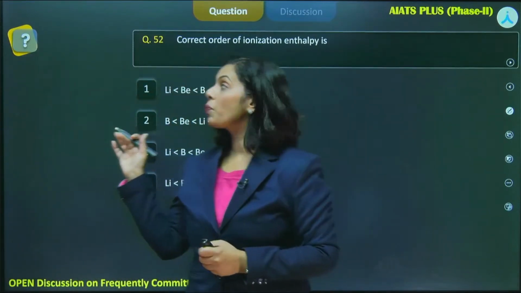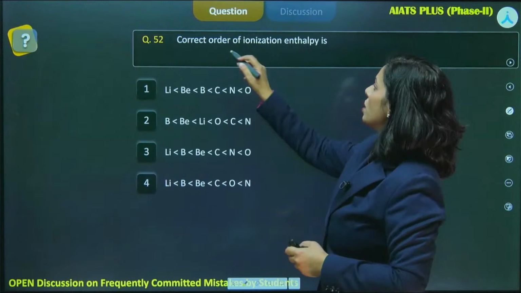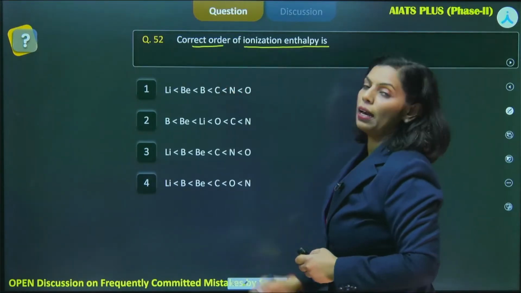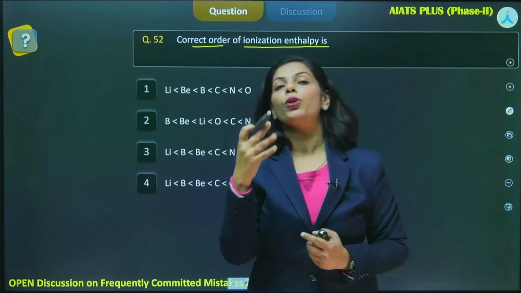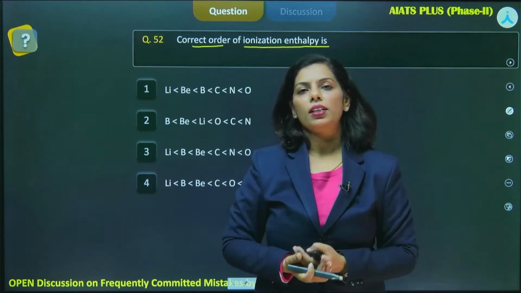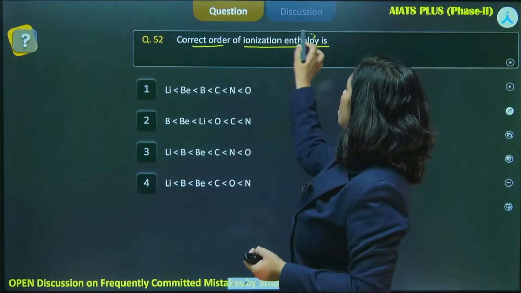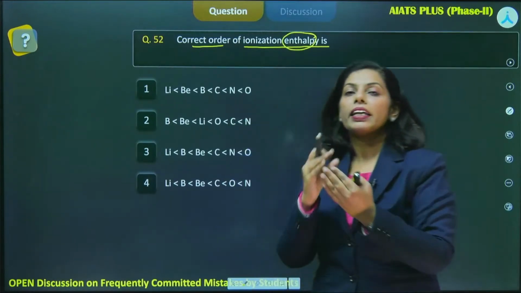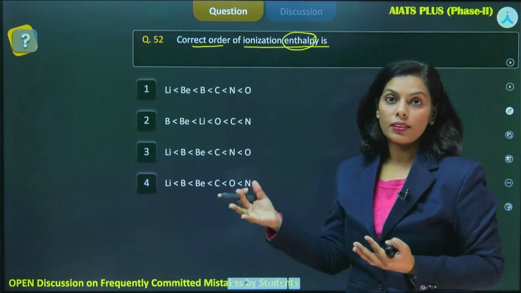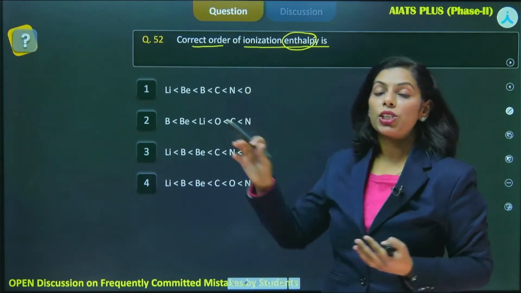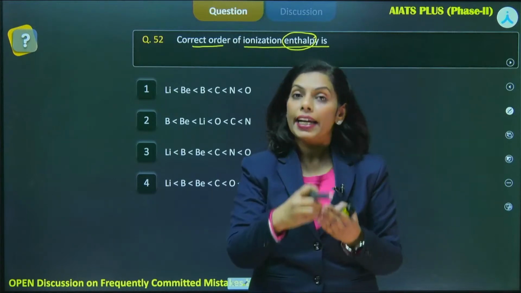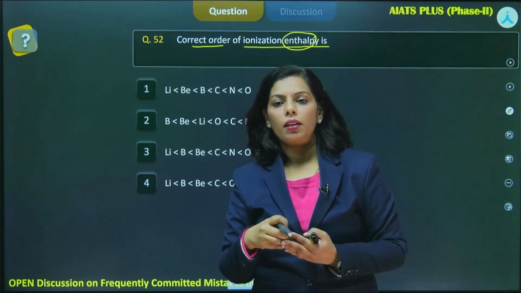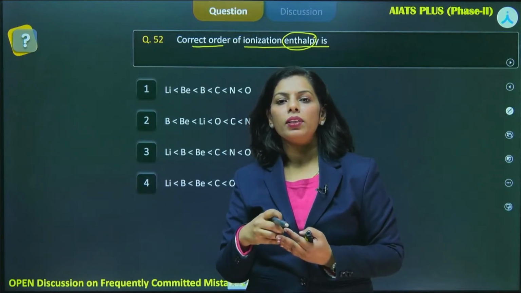The question is asking you to find out the correct order of ionization enthalpy. The question is for you all: what is ionization enthalpy? Enthalpy basically represents the heat content of a particular process, right? And when I'm talking about the ionization process, it means you are removing an electron from the valence shell of an atom, right?